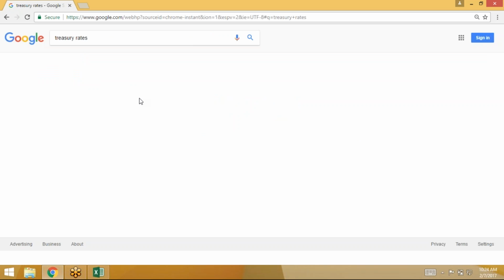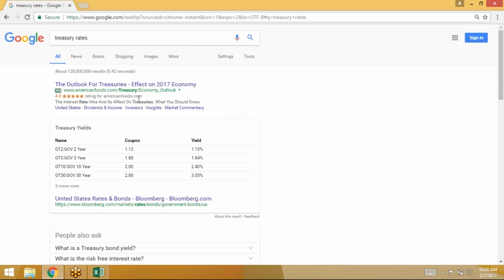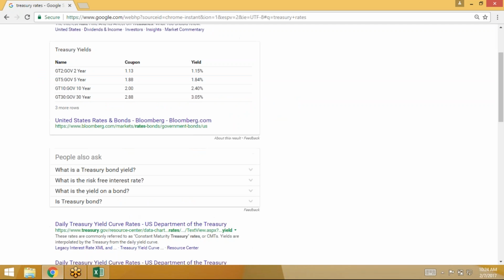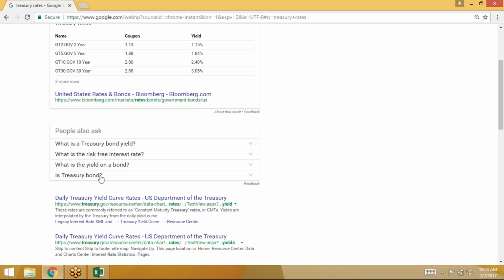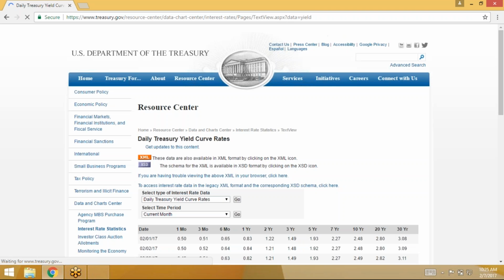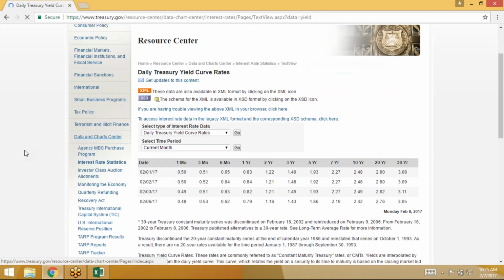And here come, I just Googled Treasury rates, and it tells you right here, although I like to pull it directly from treasury.gov, daily Treasury yield curve rates. I like to do a 30-year analysis all the way through, okay? Okay, and so 30-year is 3.08 as of February 1st, 17. So that's the number we would put in there.